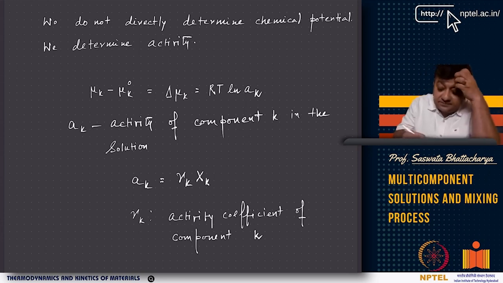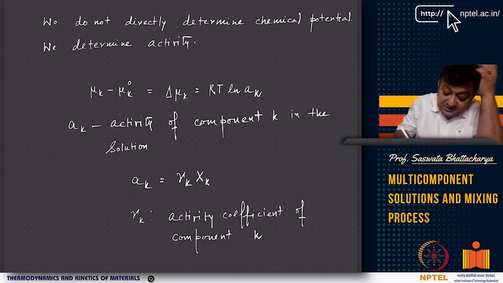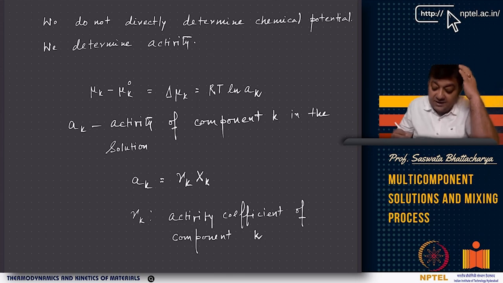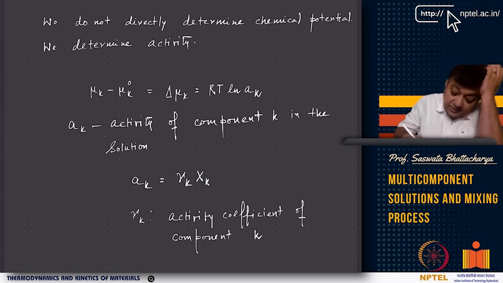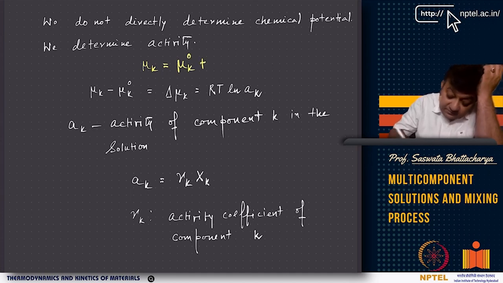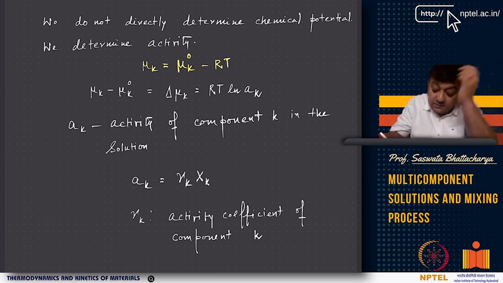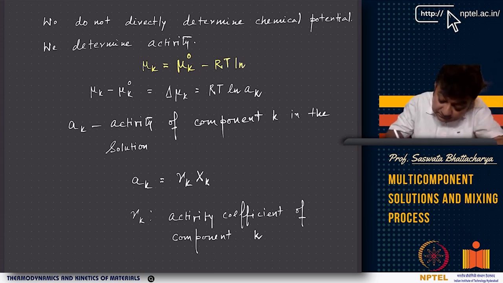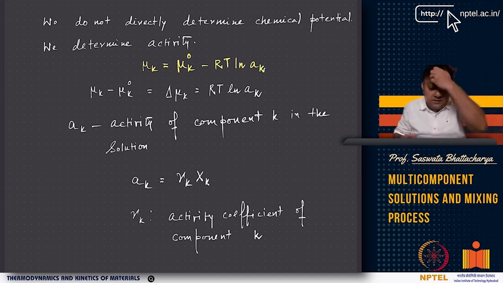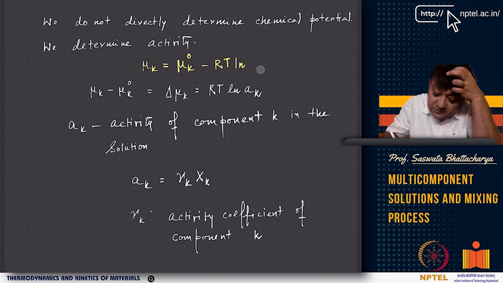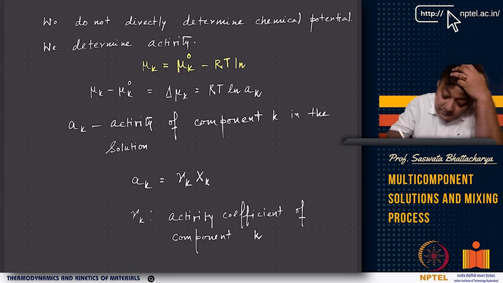Now, look at this relation. Mu k minus mu k 0 equals delta mu k equals RT ln ak. This is the definition of activity. You might have recognized this equation. This equation was written as mu k equal to mu k 0 plus, minus, right? So, it was previously this, now it is this.